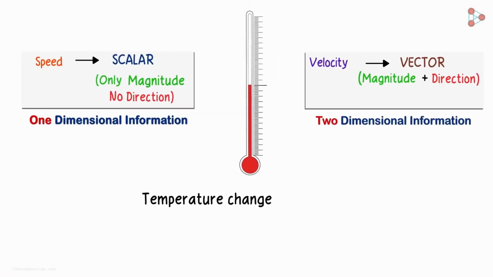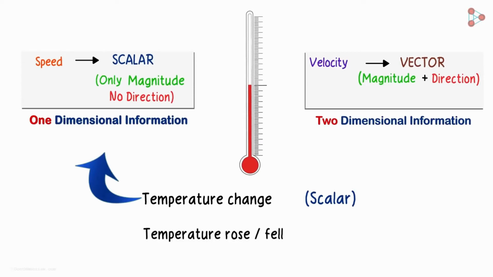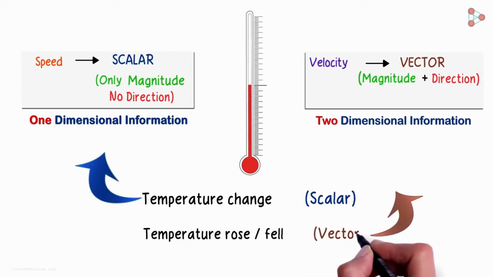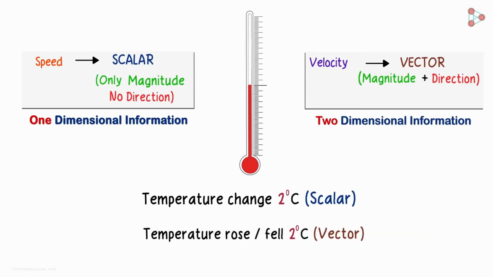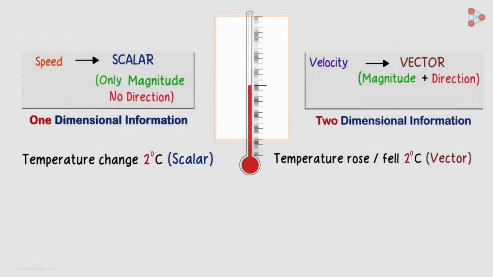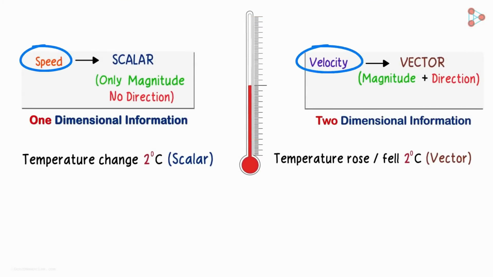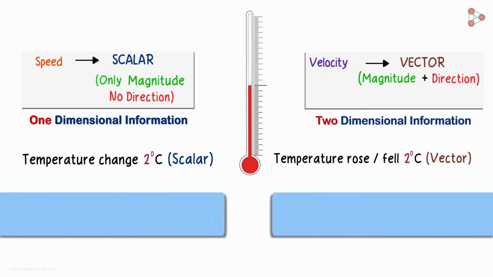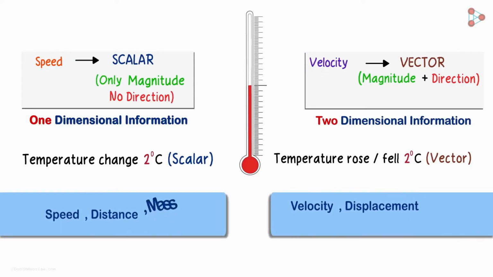Temperature change, for example, is a one-dimensional quantity. But when we specify rising or falling temperature, it is two-dimensional. If someone says that the temperature has changed by 2 degrees, we won't really know if it has increased or decreased. We will look at various scalar and vector quantities in the next few tutorials and for as long as we study physics: speed, velocity, distance, displacement, mass, weight, force, acceleration.